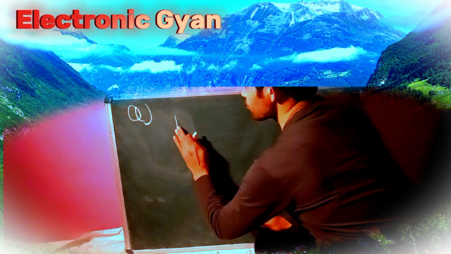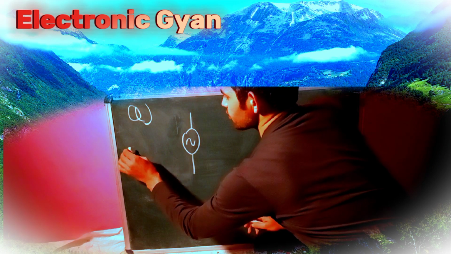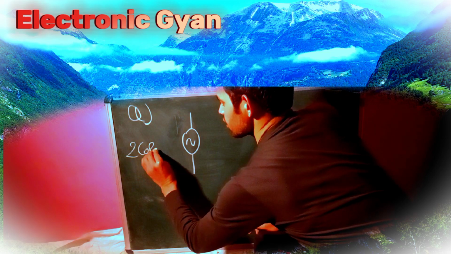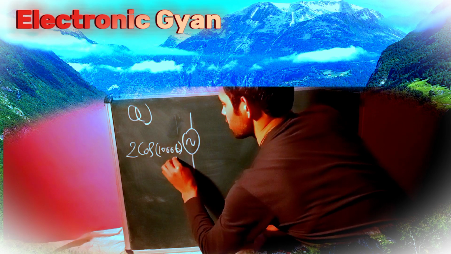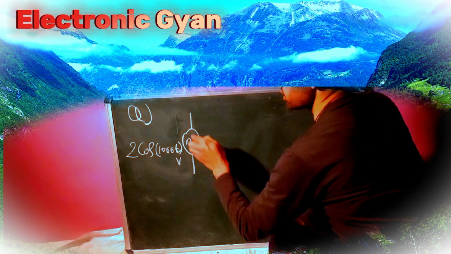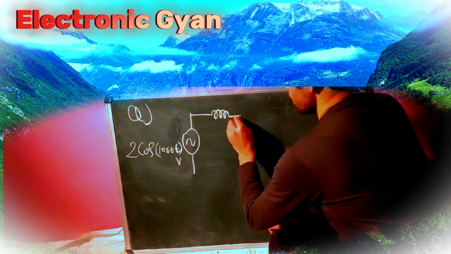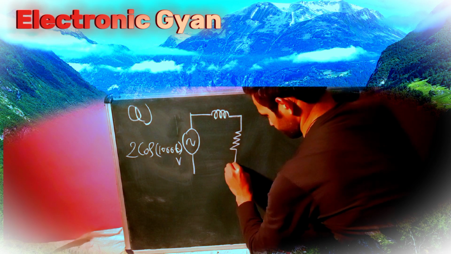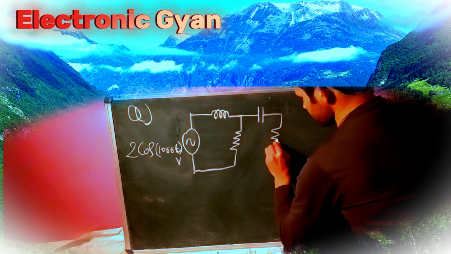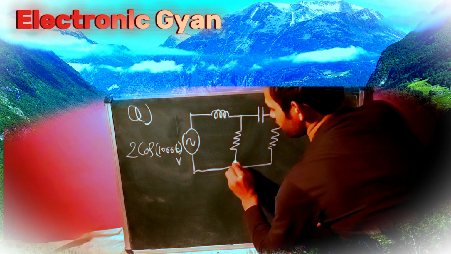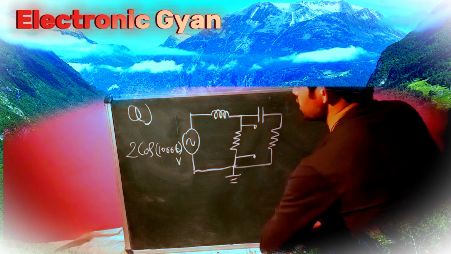I have one voltage source, 2 cos 1000t volts. Here is an inductance, here is one resistance, and this is a capacitance. This is again a resistance, and this one is my load.